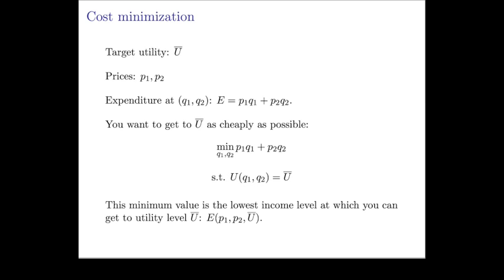So this minimum value is the lowest income that you would need to have in order to get to this utility level U bar. And we're going to represent that by E of P1 P2 U bar. So the expenditure needed at the prices P1 and P2 in order to get to the utility level U bar is E of P1 P2 U bar.